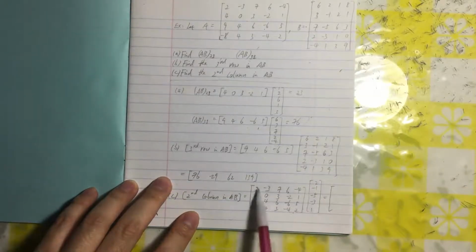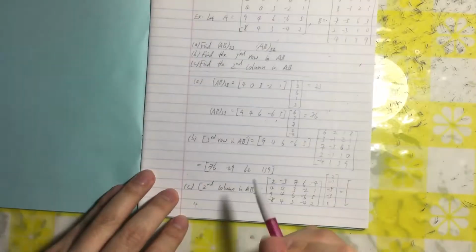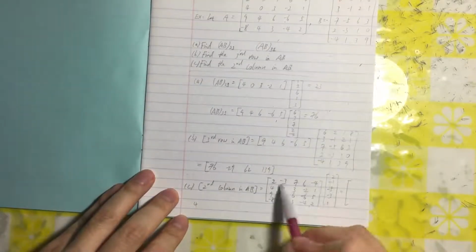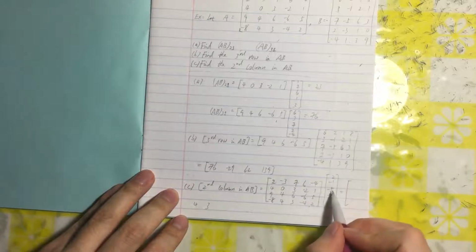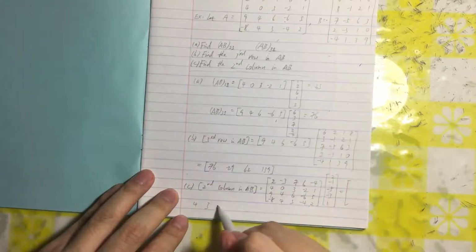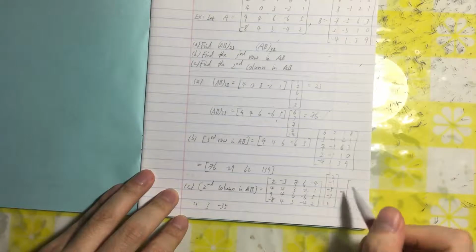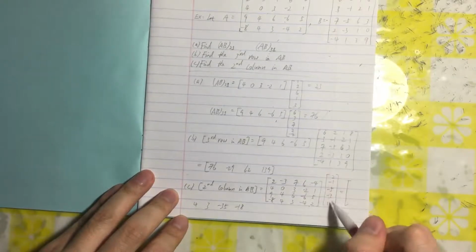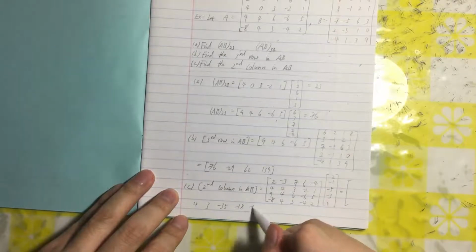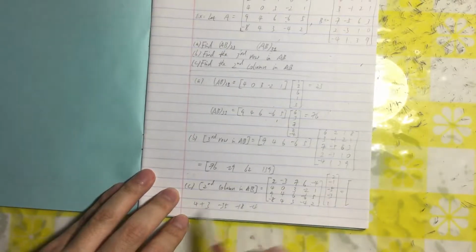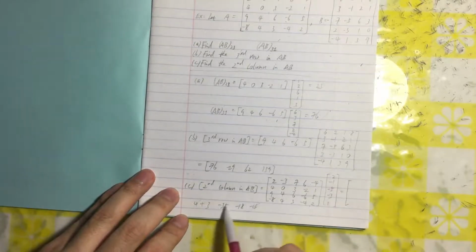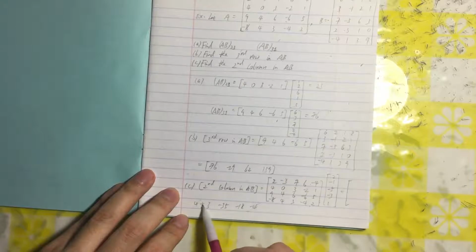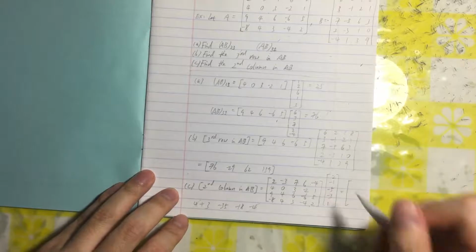Multiplying the corresponding entries, 2 times 2 is 4. Negative 1 times 3 is negative 3. Negative 5 times 7 is negative 35. Negative 3 times 6 is negative 18. 1 times negative 4 is negative 4. And then adding up. 4 can cancel. Negative 3 plus negative 35 is negative 38. Negative 38 plus negative 18 is negative 56.